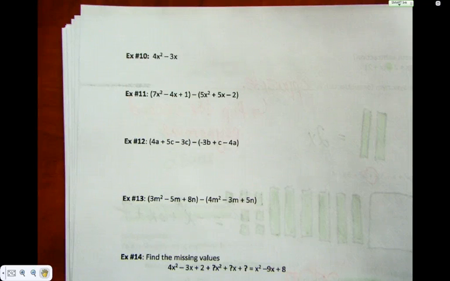So think in terms of algetiles. What would this look like? 4 big squares, and then would they be colored or white? Colored. And we would have 3 white rectangles. What would we do with those? Could we cancel any of them? So this is already simplified. How do you know that? Because there's no like terms. What's a like term? Same variable, same exponent. So this is already simplified.